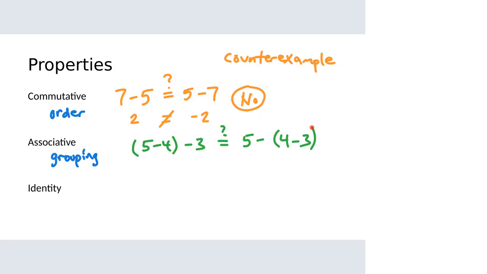We've got some no's over there. That's good. Let's see what we get here. We would have to do order of operations, do what's in the parentheses first. So this would be 1 minus 3. That would be negative 2. On this other side, we'd have 5 minus, 4 minus 3 would be 1, which is 4. Not the same. Associative does not work for subtraction. And so, nope, we do not have an associative property for subtraction. Commutative worked with addition, does not work with subtraction. Associative worked with addition, does not work with subtraction. So there is no associative property for subtraction.